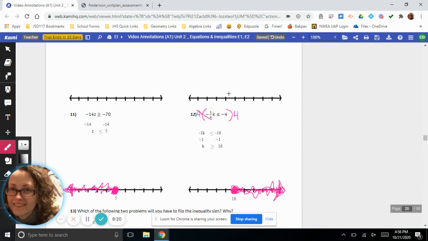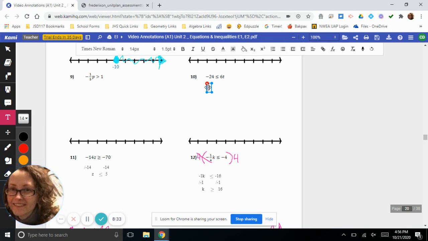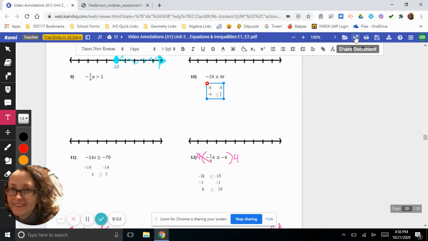Now I do want to do one more problem. Let's do one more of these just because I want to review what happens if the variable ends up on the other side. So for this problem, I'm just going to divide by 6 on both sides. Divided by 6. I'm not dividing by any negative numbers, so I just end up with -4 is less than or equal to t.